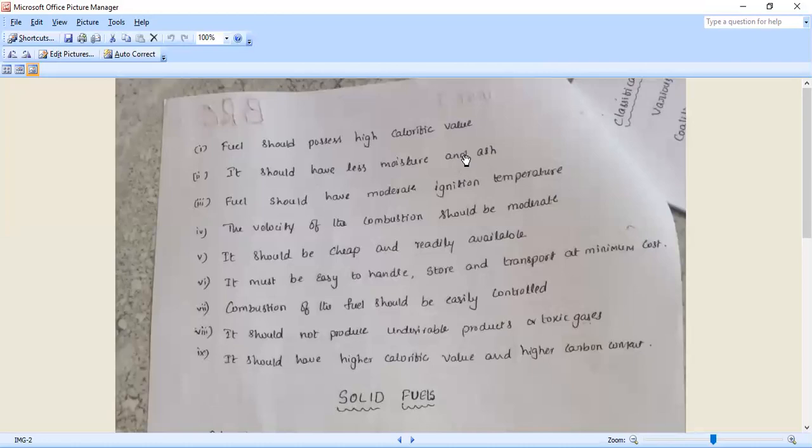Next one, a fuel should have moderate ignition temperature. Next, the velocity of combustion should be moderate. A good fuel should possess moderate velocity of combustion, whenever the fuel has moderate velocity of combustion, to prevent the loss of heat by radiation. So that is the moderate velocity of combustion.